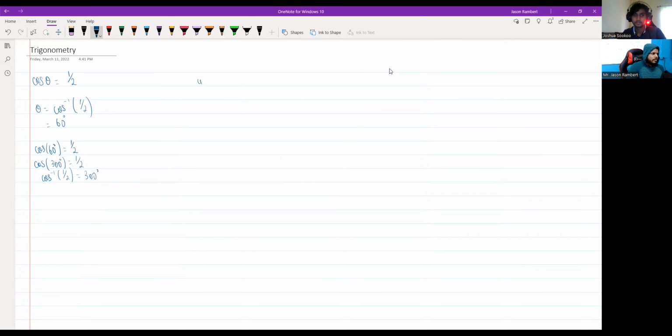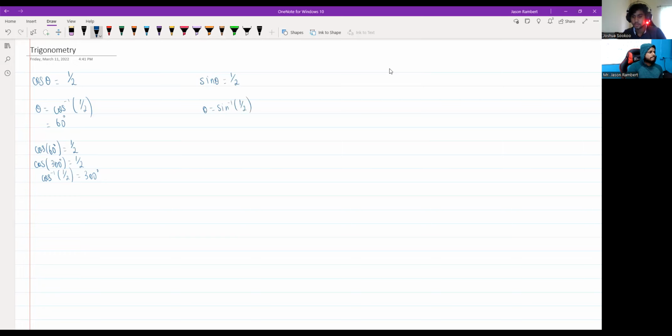Suppose I now have cosine theta equal to -1/2. The same thing works for sine and tangent as well, right? I just decided to pick cosine. All right, so just for some variation, I will say if sine of theta is equal to 1/2, what is theta? It's sine inverse of 1/2.